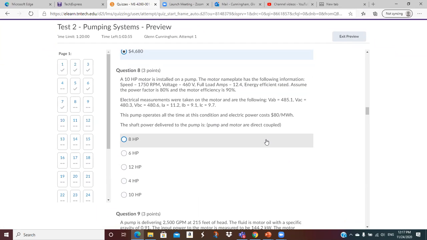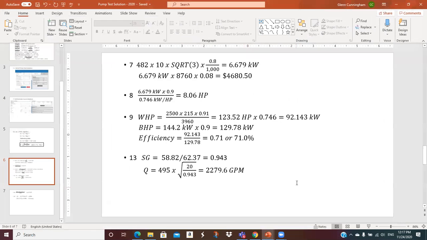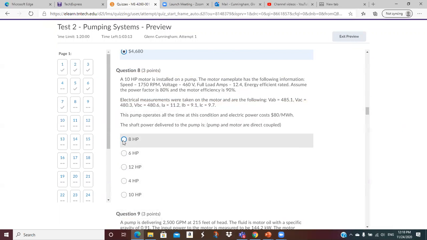So this is the same pump, only this time I'm asking you the shaft power delivered to the pump, and the pump and motor are direct coupled, so there's no belt loss involved. And so, well, this is the kW. Now this is input to the motor, and since the motor efficiency is 90%, we only get 90% of that out to the shaft, and then we just have to convert from kW to horsepower. So it's 8.06. Should be correct. So 8 horsepower.